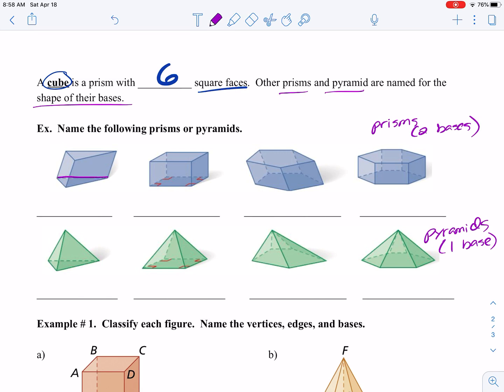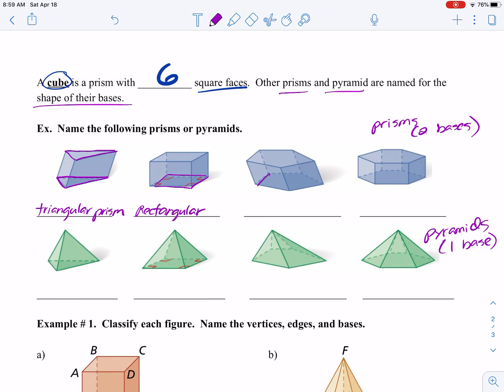So we've had an example of this on the previous page. The 2 congruent parallel bases would be a triangle shape, so we would call this a triangular prism. For this next example, we have all right angles. We don't know anything about the side lengths, so it could be a cube, but we're not going to assume, so we would just call this a rectangular prism.